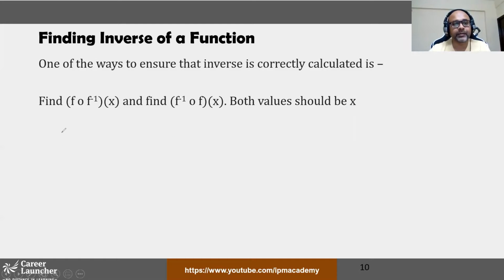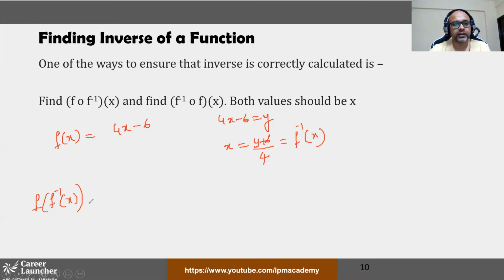Let us take the example. If f of x is 4x minus 6, then to find f inverse of x, I will first take 4x minus 6 equal to y. So my x will be equal to (y plus 6) by 4. This is my f inverse of x. So I will find f of f inverse of x. You'll get this as 4 times (x plus 6) by 4, minus 6.